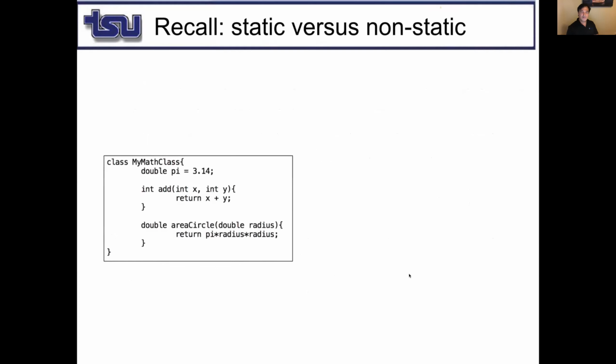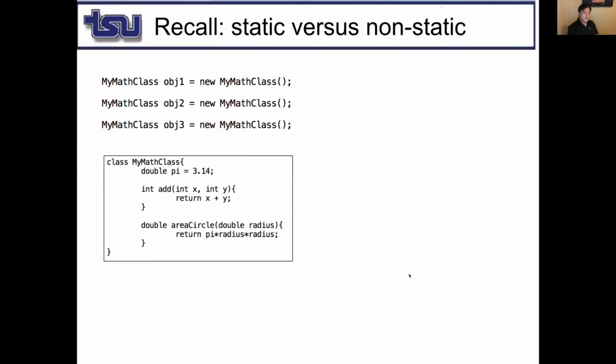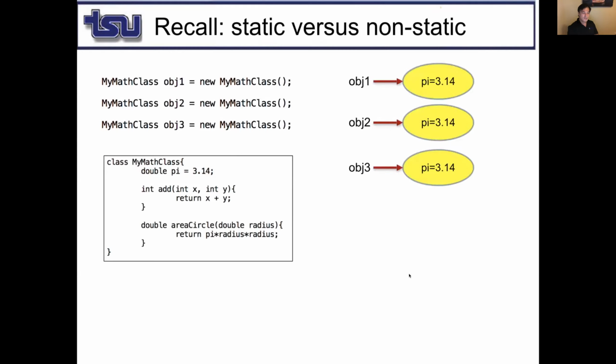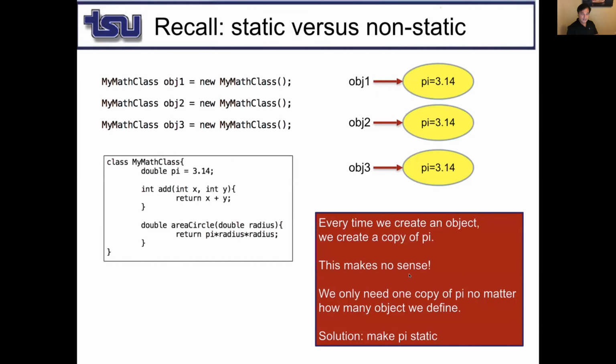Let's remind ourselves, static versus non-static. Think about this class, my math class, which has something called pi, 3.14. This is non-static, as you see here. So if I create 3 objects of my math class, I will have 3 copies of pi, because obj1 will point to a memory space in which I have a pi, obj2 will have a pi, obj3 will have a pi. Okay, is this making sense to you? Why do I have 3 copies of pi, even though pi is not expected to change? It's always 3.14. And the solution to that is to make pi static.